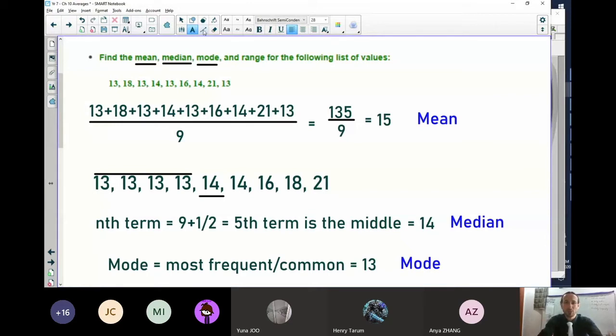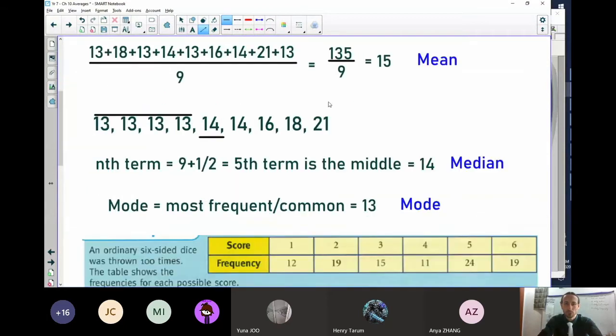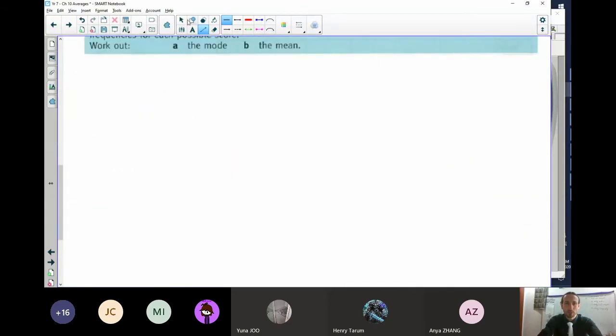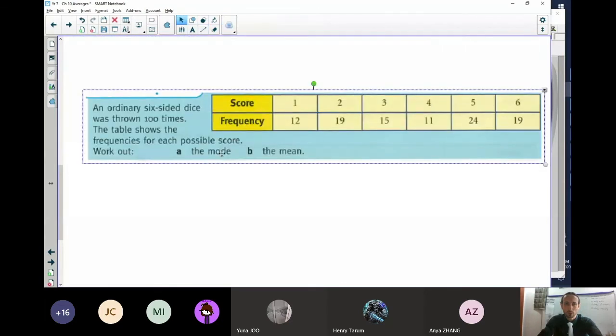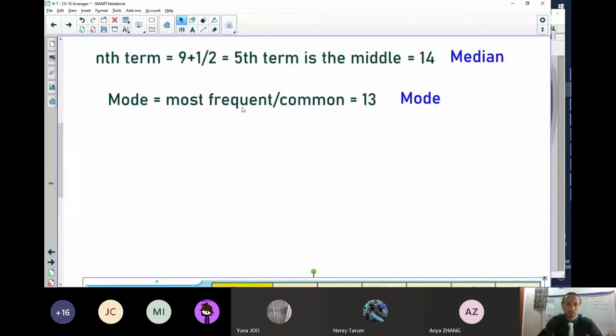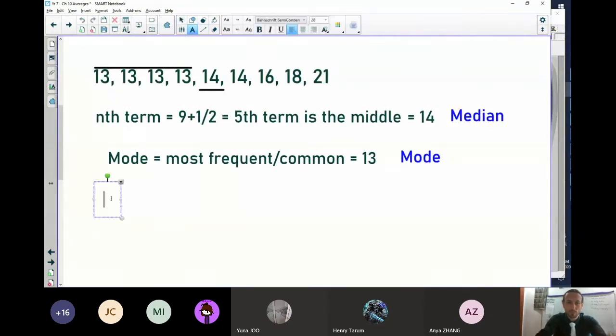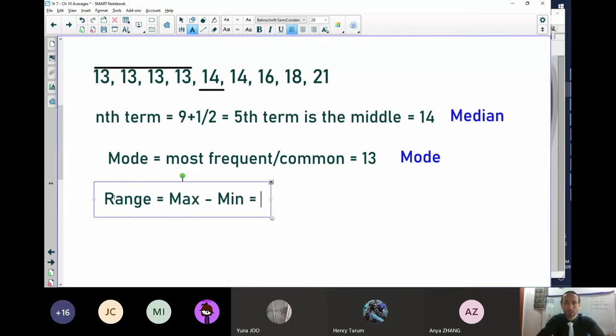Now, this isn't part of what we're doing today, but since this is in the question, let's look at the range. The range is nice and easy. The range, and we'll give ourselves some space here. The range is just the max minus the min. So the maximum number, or the largest number in this case, is 21, minus our minimum number here, which is the smallest number, which is 13.